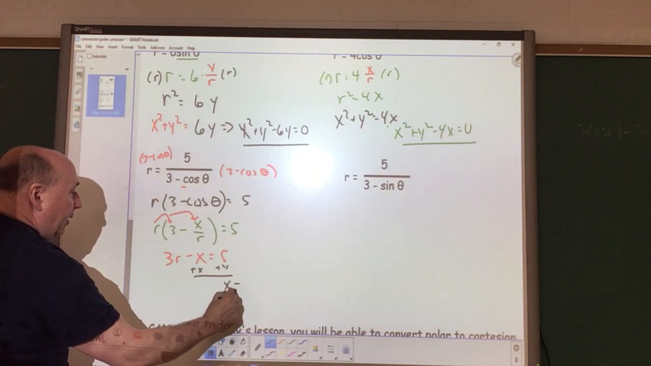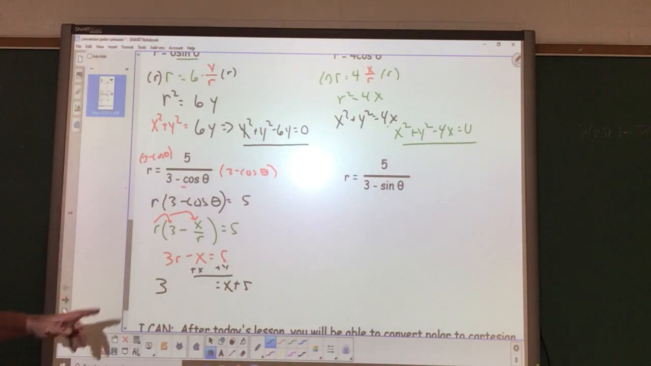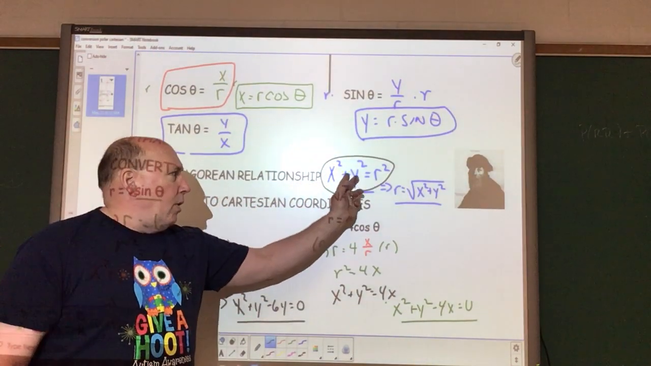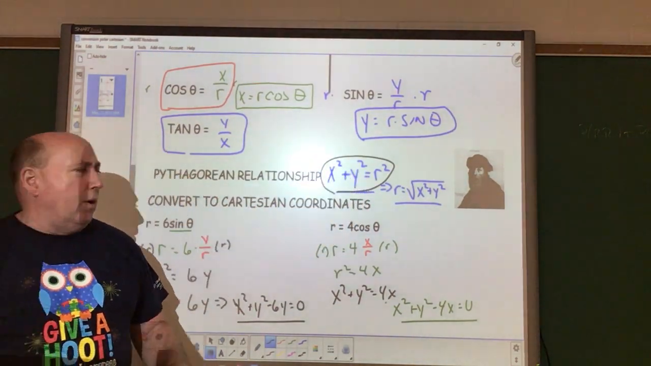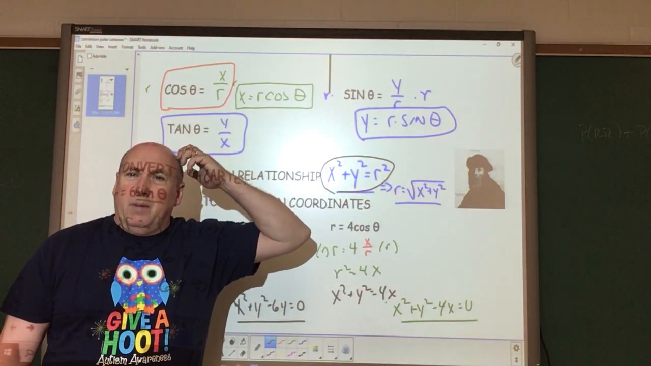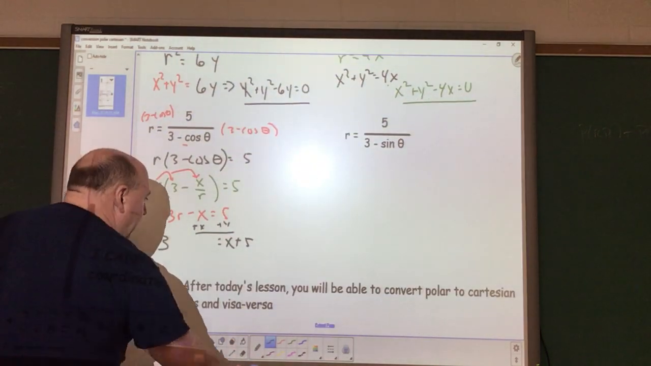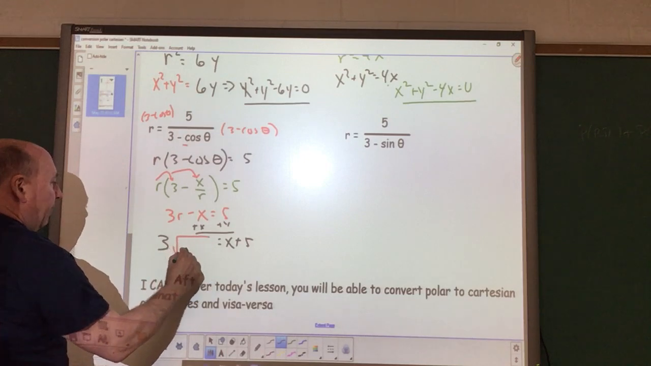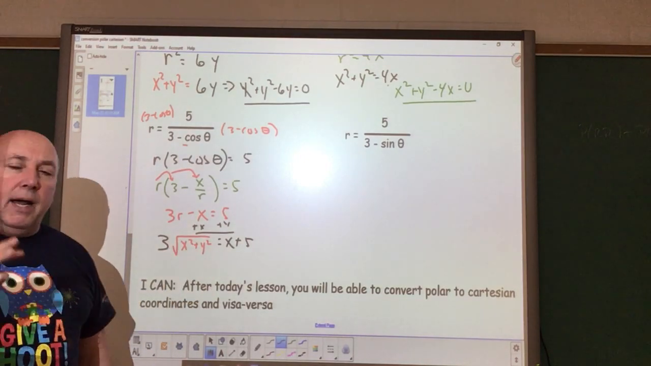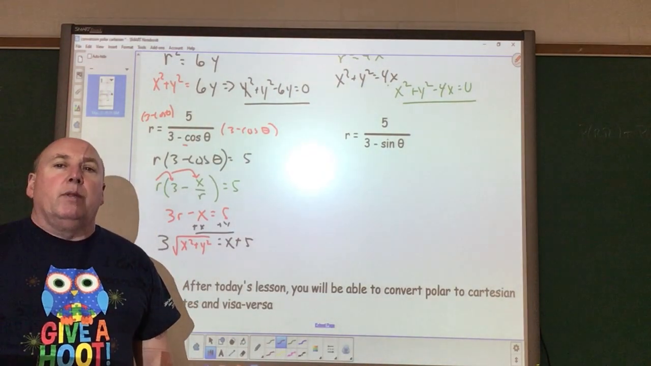So we have x plus 5 is equal to 3 times, well, what is our value of r? Well, r is equal to the square root of x squared plus y squared. But now I only have r, so what I have to do is take that radical into my problem. Ew. But we got to do it. So we have the square root of x squared plus y squared. Now I'm going to ask you to use your algebraic skills to be able to get rid of this radical.